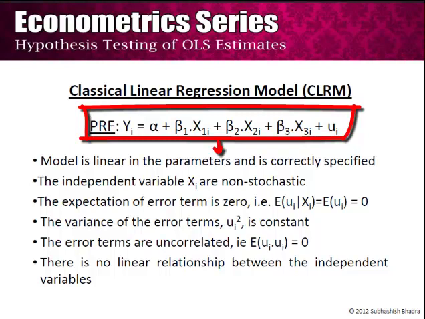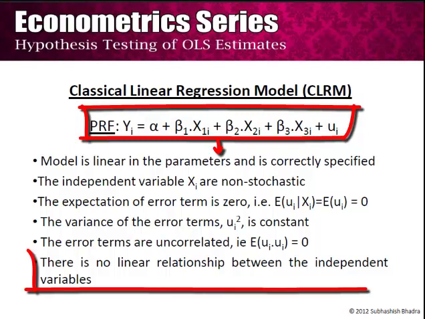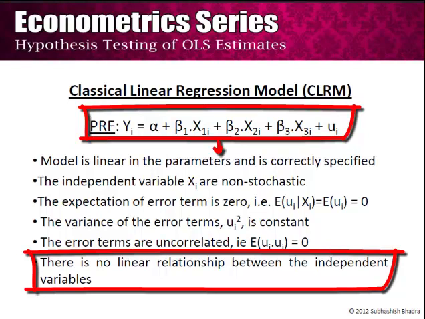The last assumption of the classical linear regression model is that there is no relationship in a linear form between the independent variables. That is, some xi is not related to another xi. For example, if we talk about the distance run by an athlete in kilometers and the distance run by the same athlete in centimeters, there is a linear relationship between these two variables, and hence when we talk about the assumptions of the classical linear regression model, there has to be no linear relationship between any of the xi's.